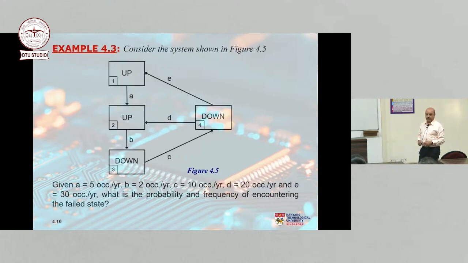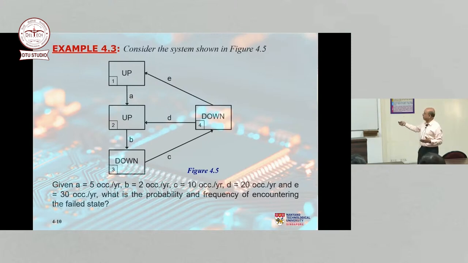So just one example and then we'll probably call it off. Consider this system where there are 4 states. This is described as an up state. This is also an up state. This is described as a down state. This is also a down state.